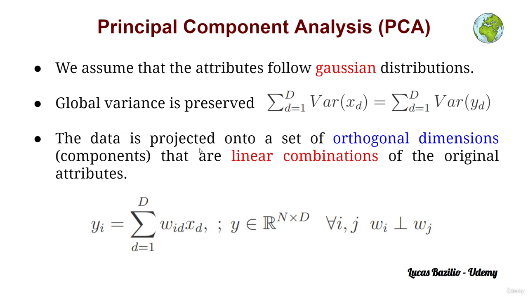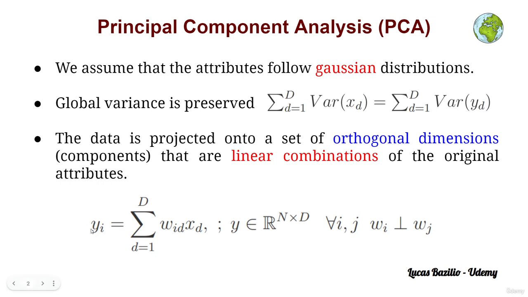In PCA, the data is projected onto a set of orthogonal dimensions that are the components. These components are linear combinations of the original attributes. So once we have the dataset, we project this data onto a set of orthogonal dimensions. These dimensions are called the components of the PCA, and they are linear combinations of the original attributes of the dataset.